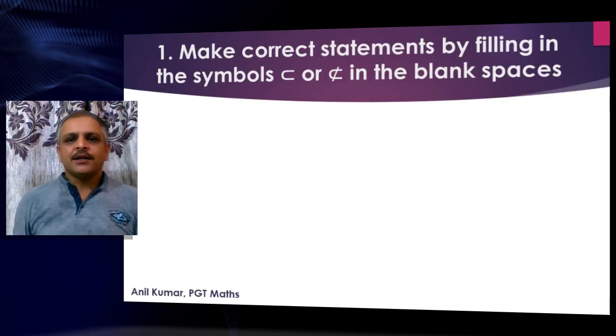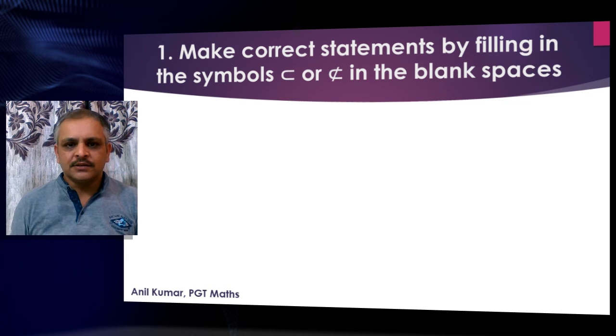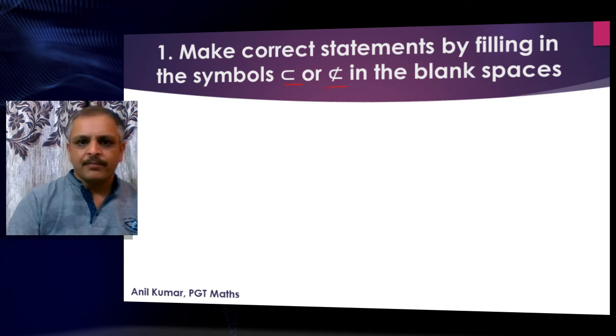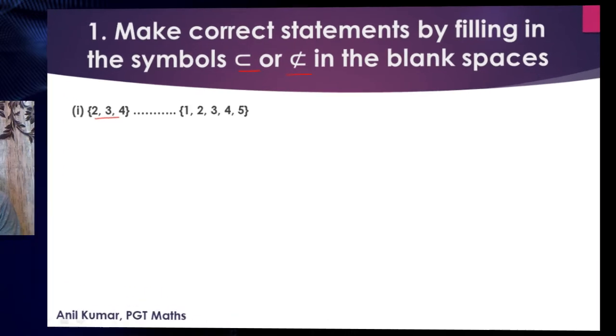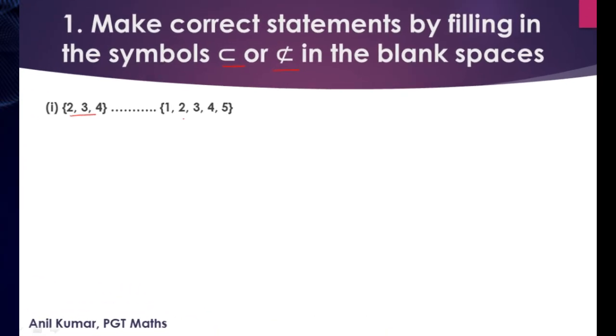Next, make the correct statement by filling the symbols subset or not a subset in the blanks. So this is our first example. How will we check? We'll check whether all these elements are available in this set also. So here we have 2, 3 and 4. Is 2 available? Yes. 3, yes, and 4 also. Yes, this is a subset.